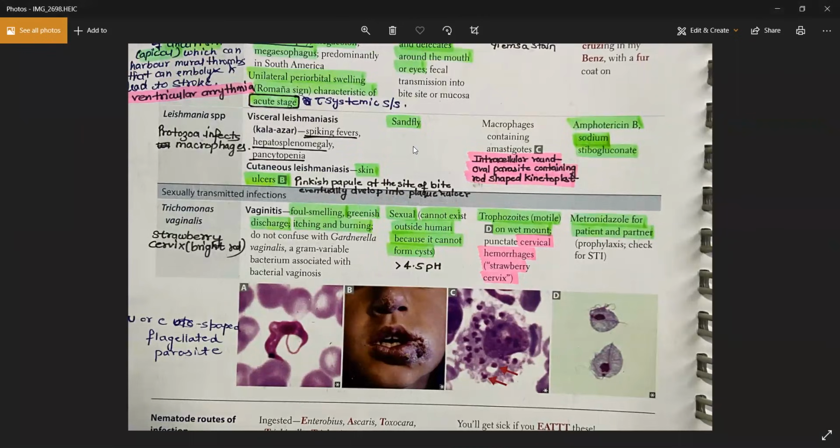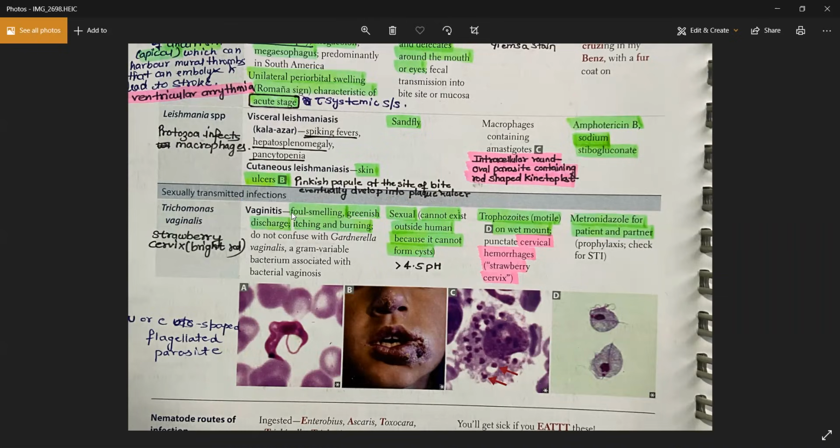Now, Trichomonas vaginalis, which causes vaginitis. Remember the difference between vaginosis and vaginitis. Vaginosis is not inflammation, but vaginitis is inflammation. You can also get Candida vaginitis, and just like Candida vaginitis, it also has inflammation in the vagina. So you will have pain in the vagina, redness in the vagina, and pruritus in the vagina.